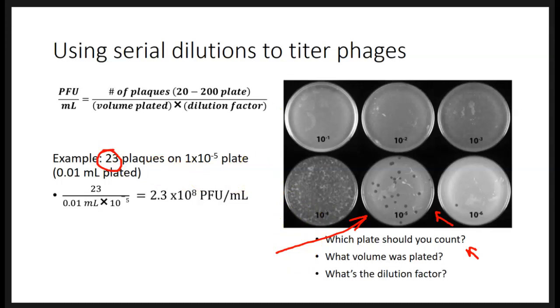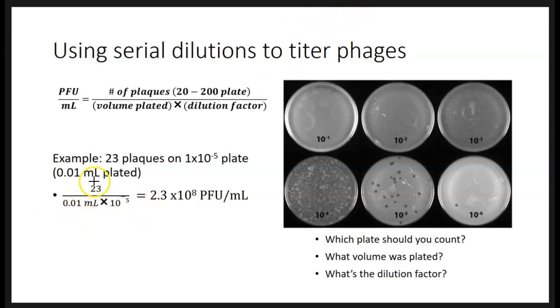We know this plaque assay was done using the standard procedure that's in the Phage Discovery Guide, and the volume that we use in that assay is 0.01 milliliters of liquid that we mix with the host bacteria. Finally, we did serial dilutions to set up this plaque assay, and the dilution factor for this sample that we counted is 10 to the minus 5.